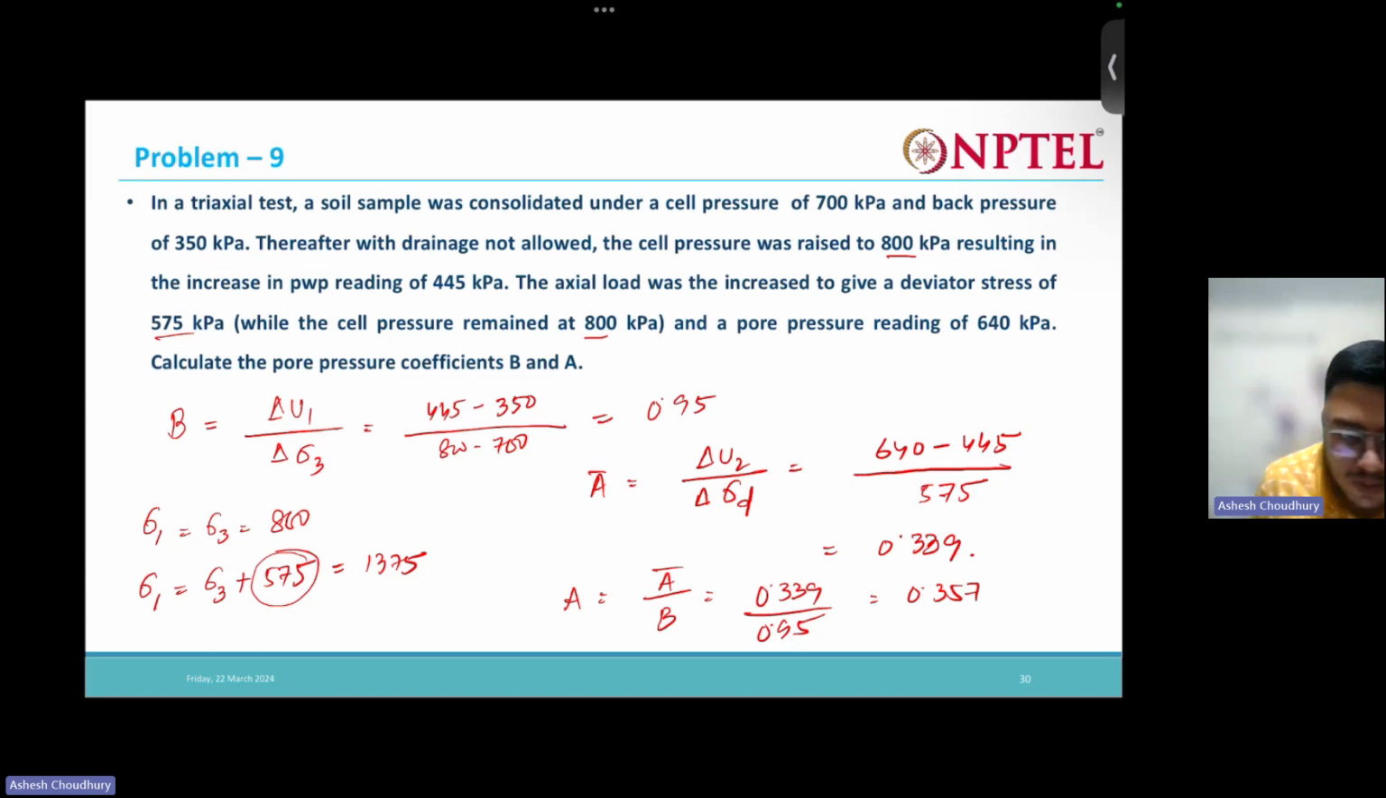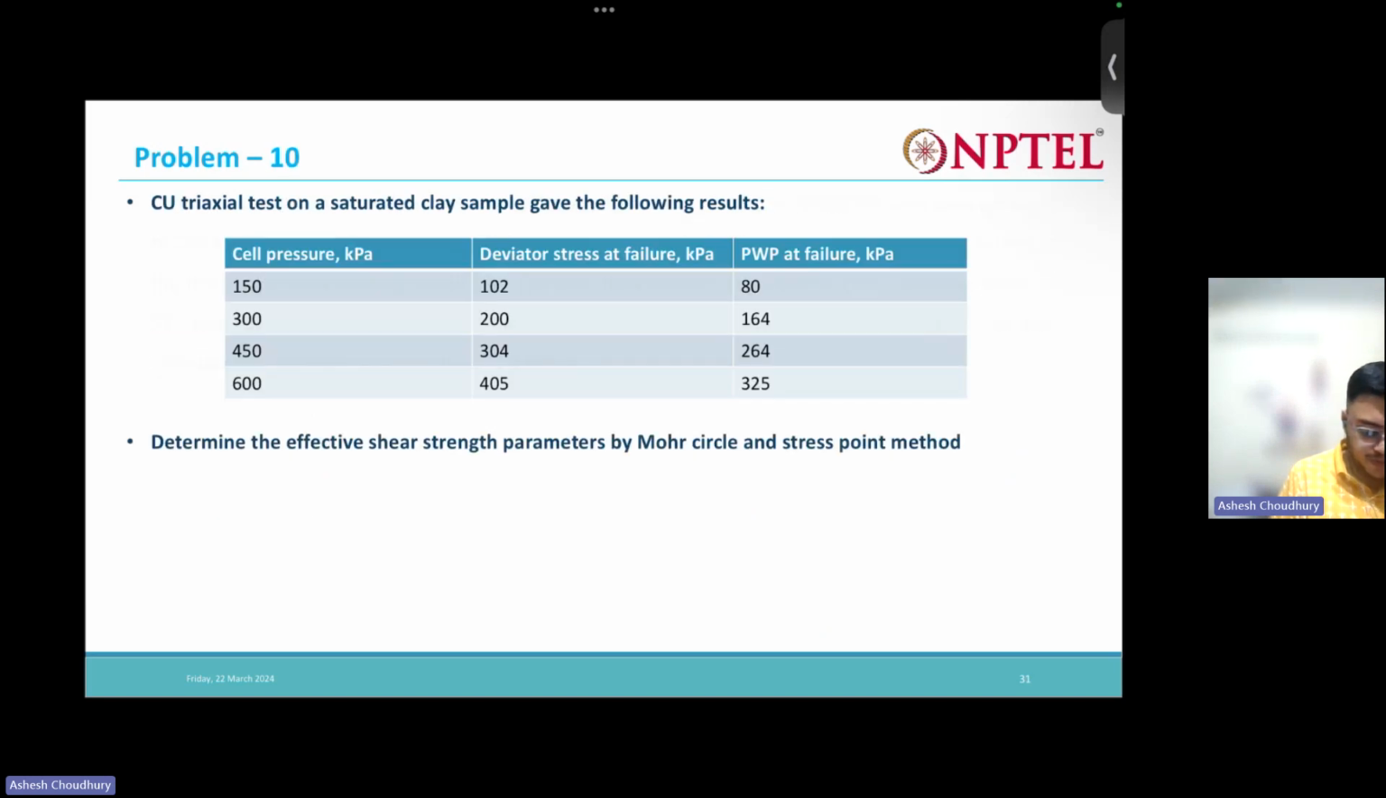A is equal to A bar by B. Okay, hope you got that. All right, very simple. Let's go to the last problem.